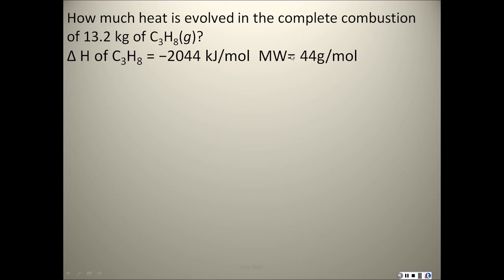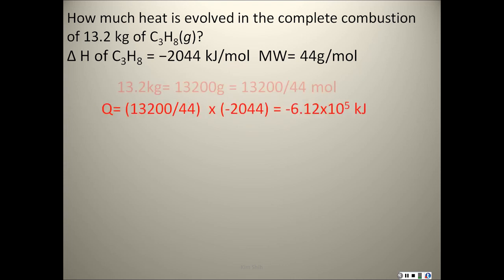Now, the molar mass for propane is 44 grams per mole. How do we know that? We looked on the periodic table, we added up 3 carbons and 8 hydrogens. So if I convert 13.2 kilograms to grams, now a simple division here gives us what? Well, if you think about it, we're converting kilograms to grams and then use the molar mass. Okay? It's going to give us a number of moles.